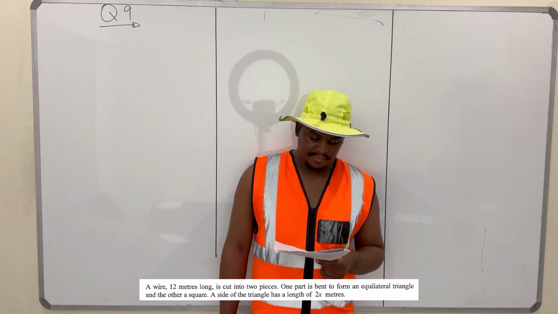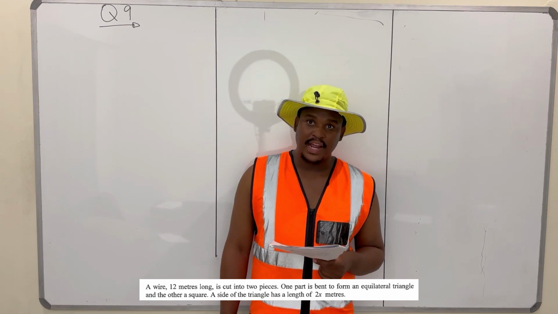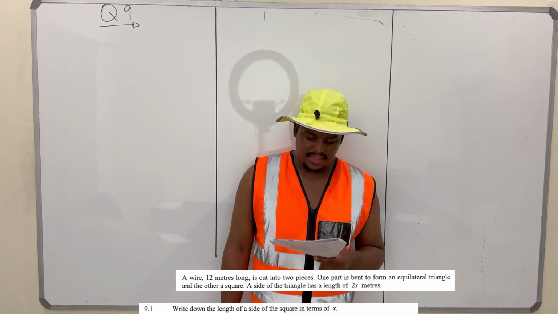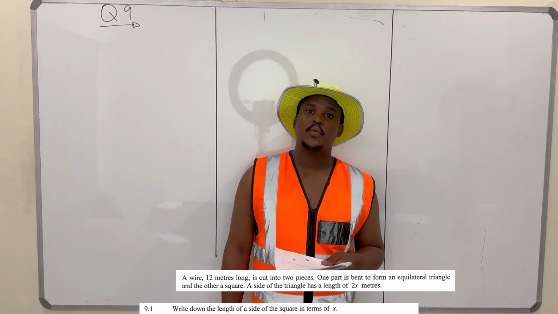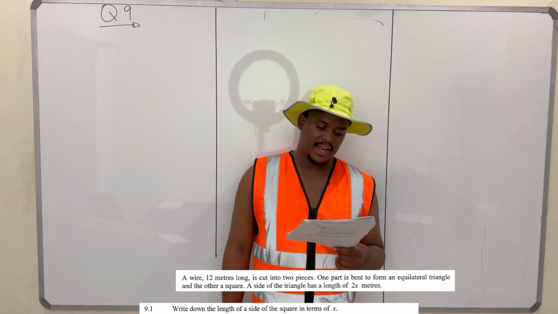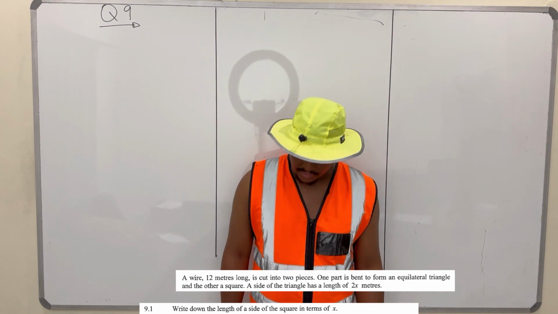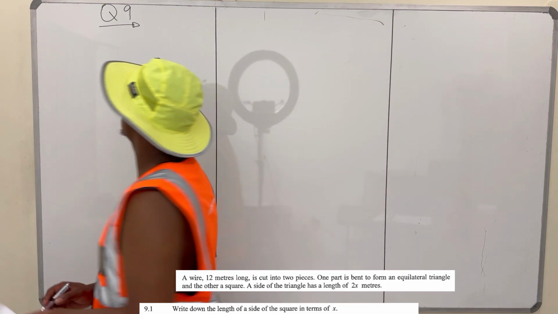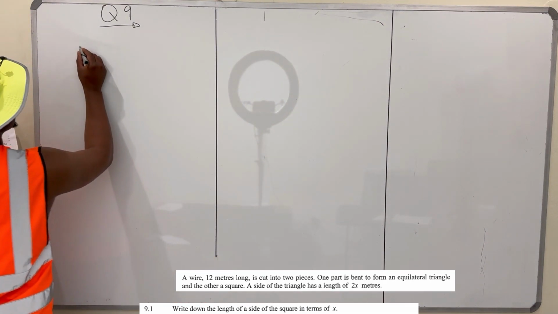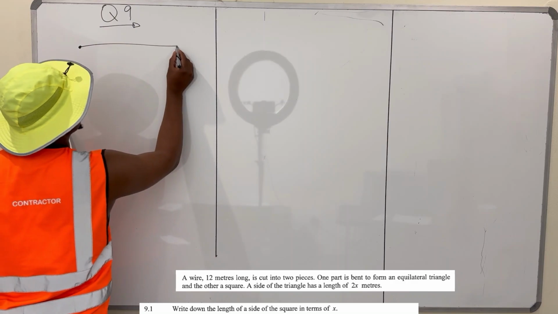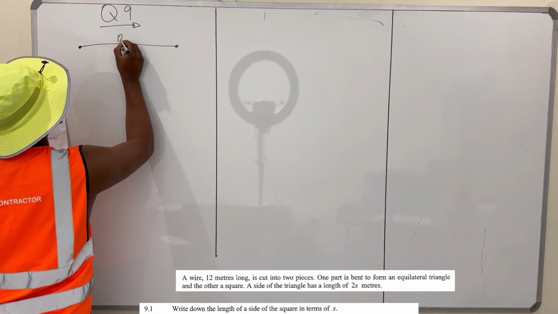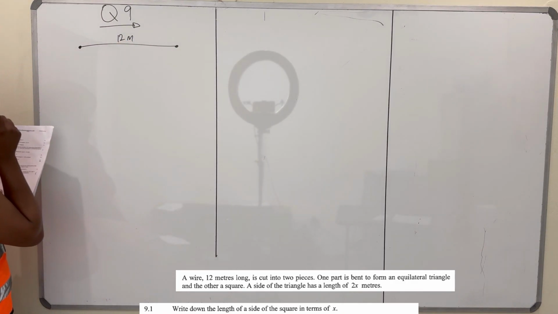No problem. So now we're doing 9.1. Write down the length of a side of the square in terms of x. So they want us to write down the length of a side of the square in terms of x. No problem. So we have a wire here. It's 12 meters long.